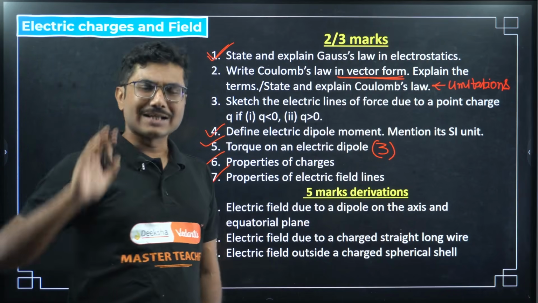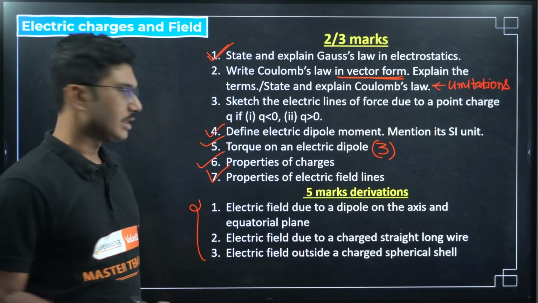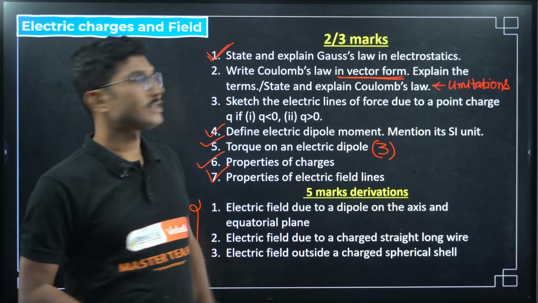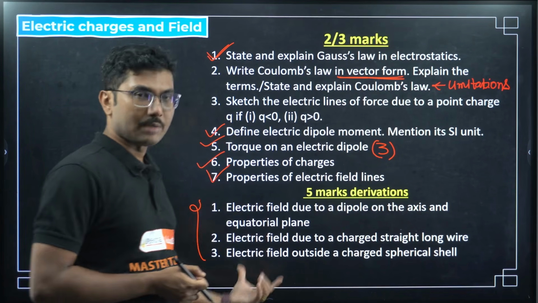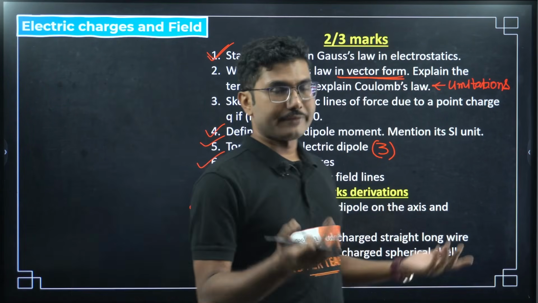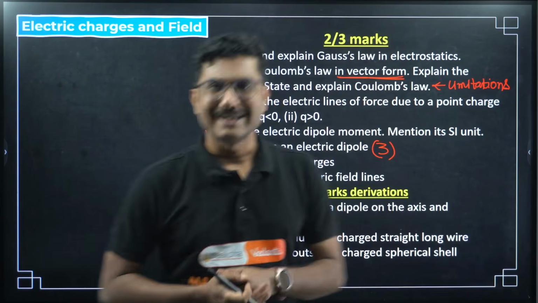Line charge as well as spherical shell. All three derivations are important, but if spherical shell is being asked, generally it comes with Gauss's law as a first question. Second part is generally the spherical shell, because spherical shell is slightly easier, right?